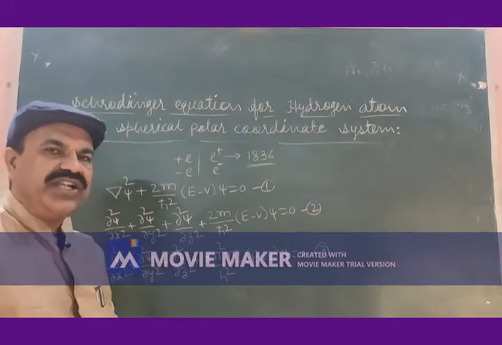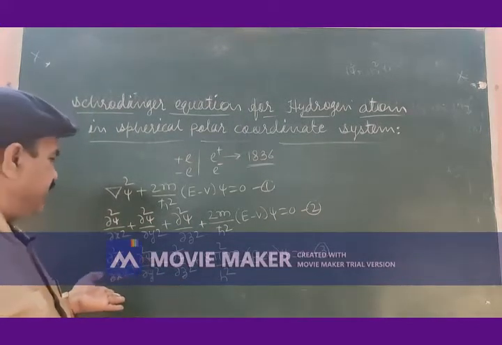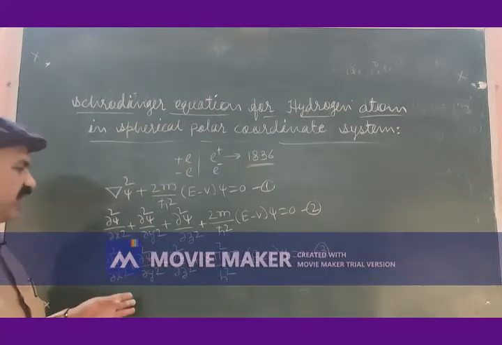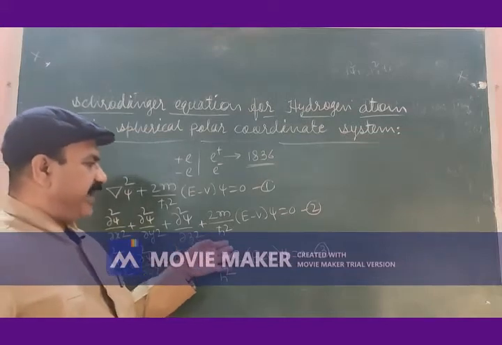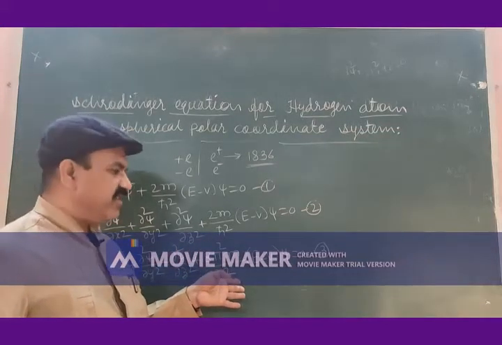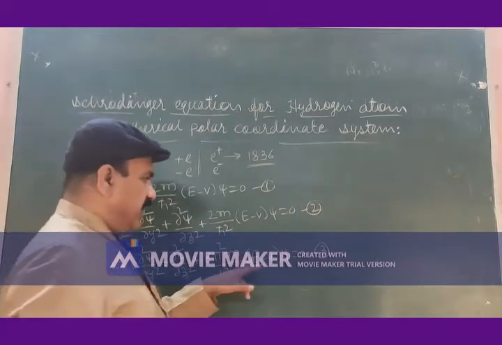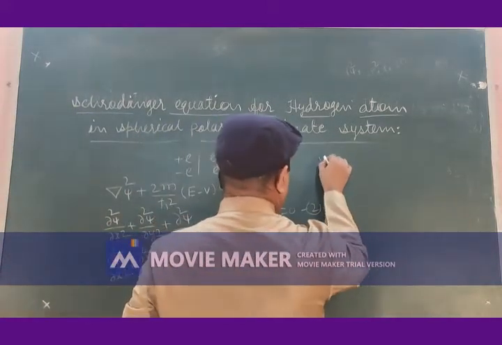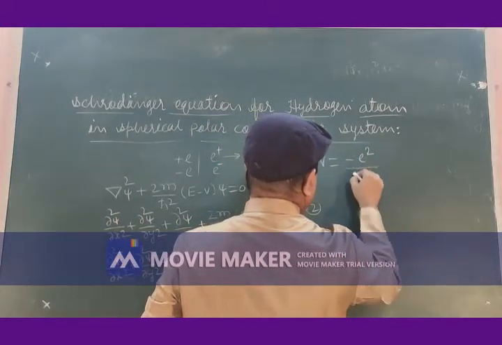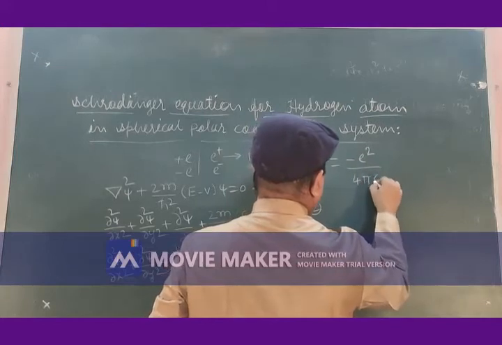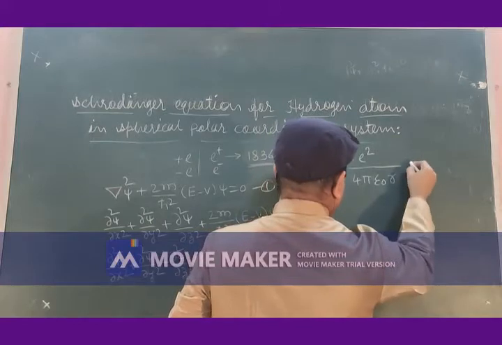In Cartesian coordinate system, the Schrödinger equation for hydrogen atom is dou 2 psi by dou x square plus dou 2 psi by dou y square plus dou 2 psi by dou z square plus 8 pi square m divided by h square into (E minus V) psi is equal to 0. This V for hydrogen atom is minus e square divided by 4 pi epsilon 0 r.